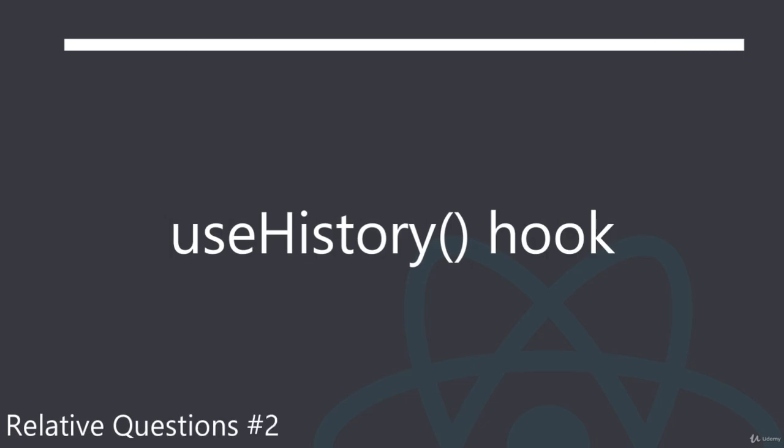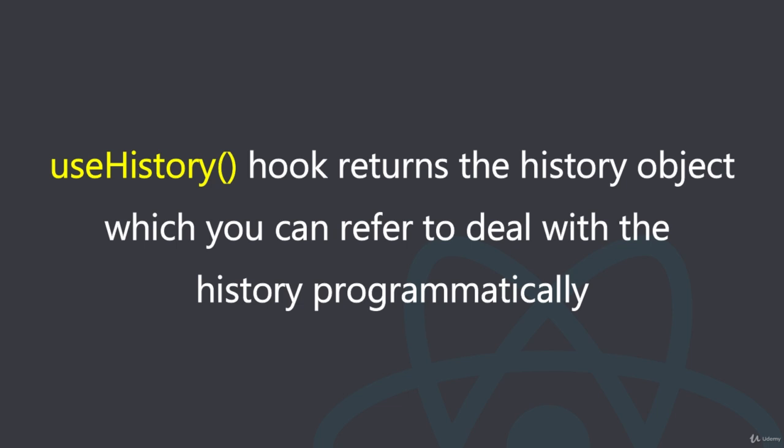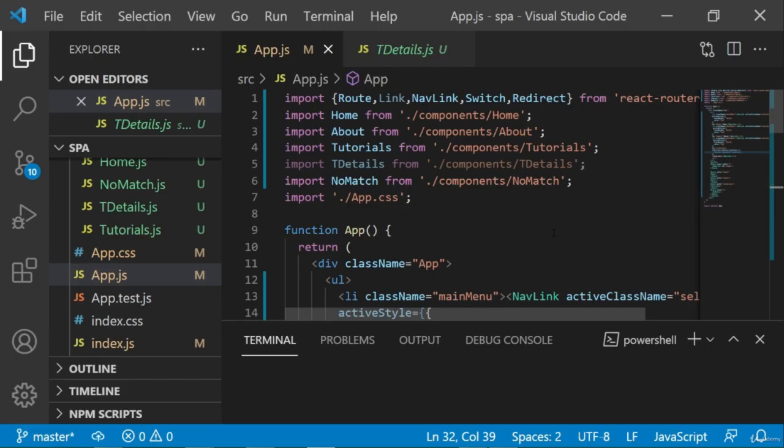Now let's discuss a hook named useHistory. The useHistory hook returns the history object which you can refer to deal with the history programmatically. That means you can navigate through the history programmatically. Let's practically try it in the tDetails component.